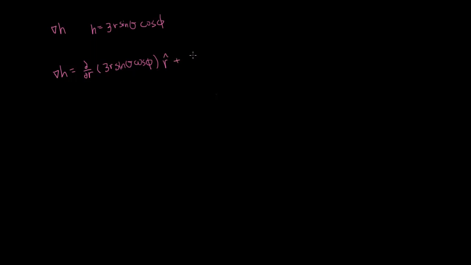In the case of theta, you have to divide it by r. It's 1 over r d by d theta, and then our function again, 3r sine theta cosine phi, and this gives us the component in the theta direction. And then in the phi direction, you have to divide by r sine theta. And d by d phi of 3r sine theta cosine phi in the phi hat direction.